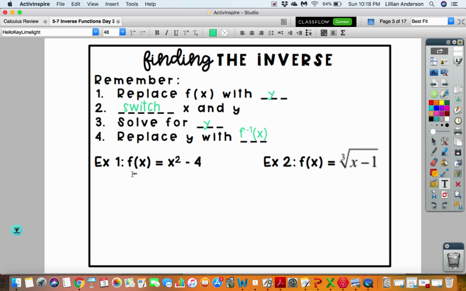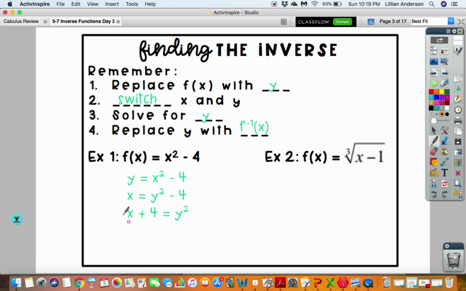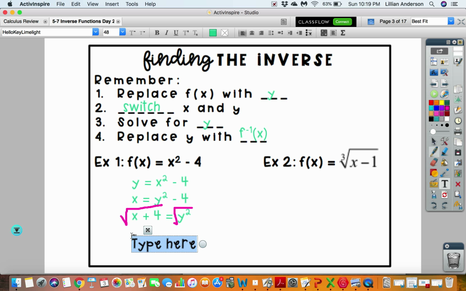So let's start here. So step 1, we're going to replace f of x with y. Then we're going to switch x and y, so this becomes x equals y squared minus 4. Then we're going to go about solving for y doing the algebraic processes. So to get y by itself, we need to add 4 to start with. So x plus 4 equals y to the second. And then hopefully you guys remember how to get y by itself. We're actually going to take the square root of both sides.